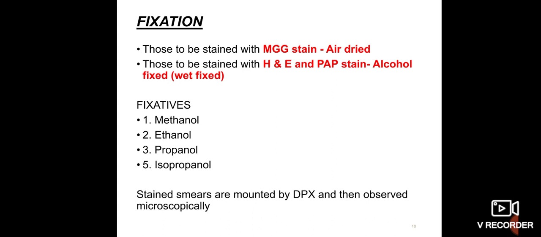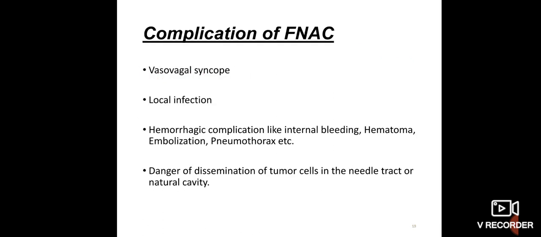Then there is something called wet fixation, in which, after preparing the smear, you put the slide in a fixative. The most common fixative we use in our department is isopropyl alcohol. So that is called wet fixation. If you want to go for H&E stain or PAP stain, the slide has to be fixed in alcohol or a fixative. So what are the various fixatives used? Methanol, ethanol, propanol and isopropanol. Then you will stain the slide, and it will be mounted and ready for examination.